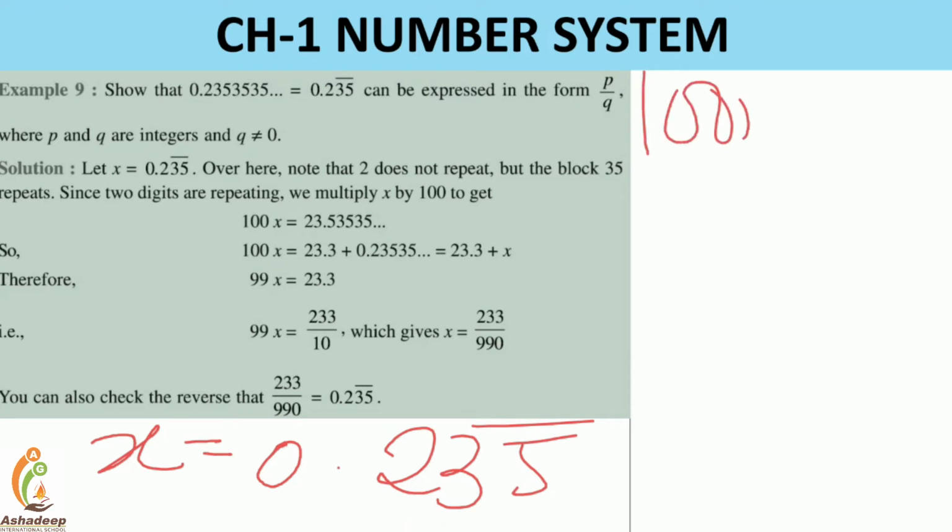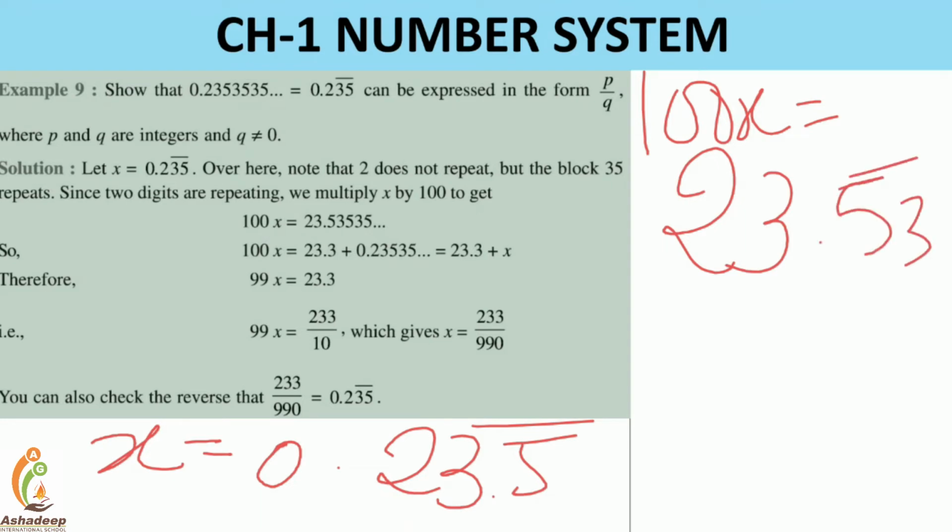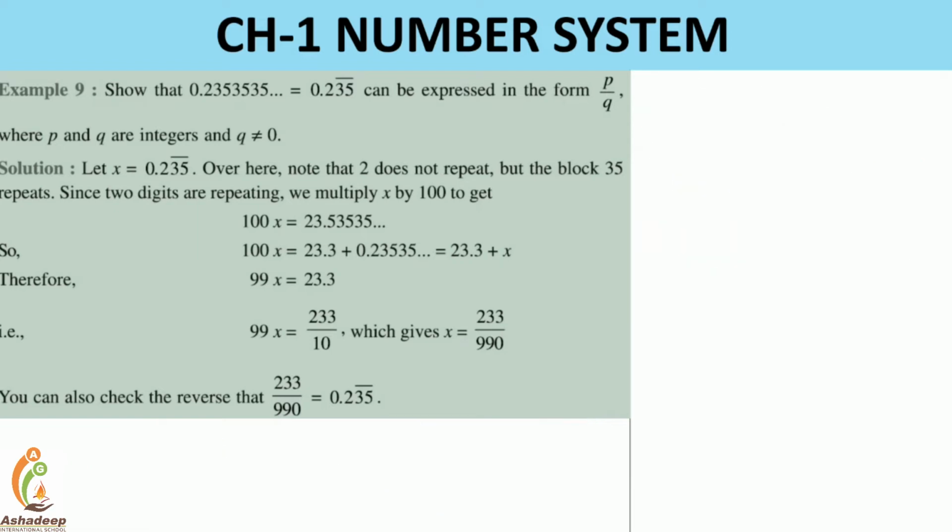So 100x is equal to, I will multiply it with 100, so the point moves here. So it is nothing but 23.5353, a bar on 53, right? Now subtraction is very important. Subtraction is an important part over here. So how can we subtract it? Just see it very carefully.